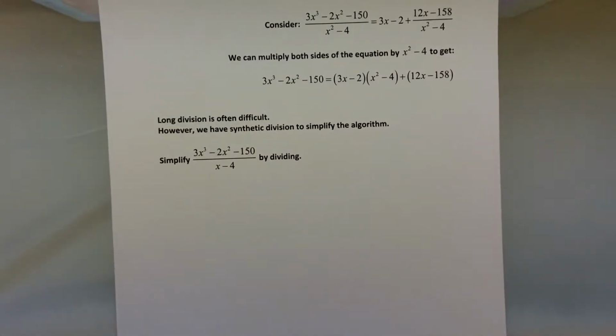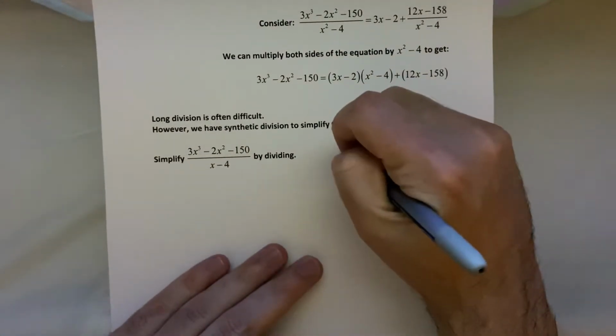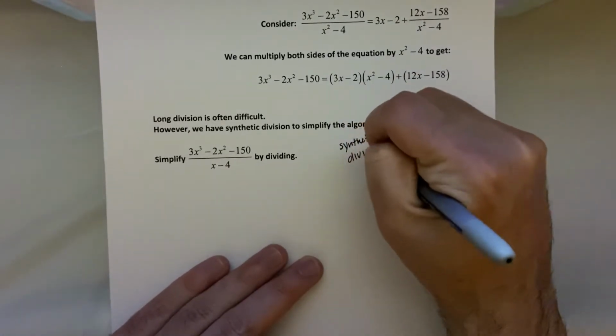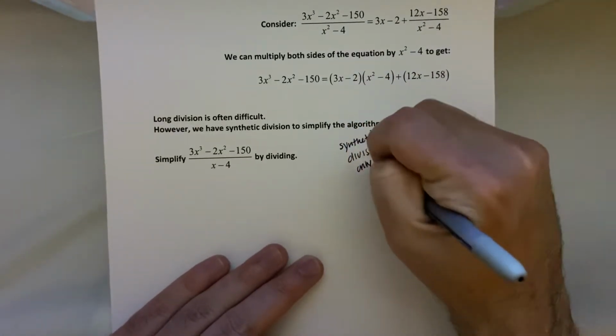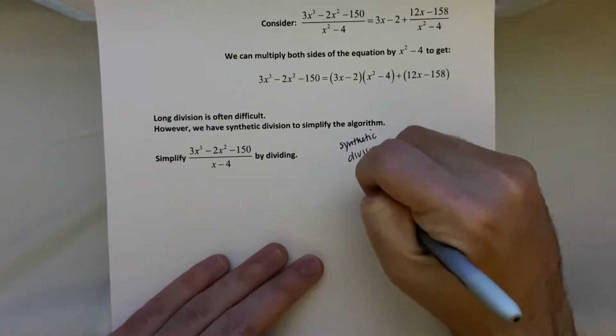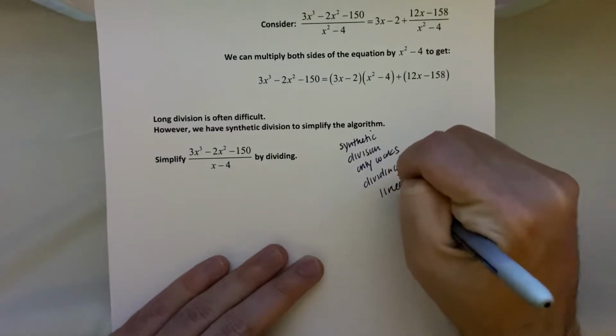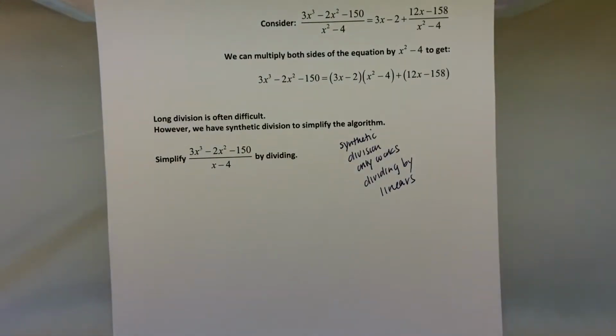So for instance, synthetic division only works when dividing by linears, and ideally if it's x plus or minus something. We can get around that if it's like 3x minus 5, but we're going to have to take some precautions, and we'll talk about that when we cross that road.